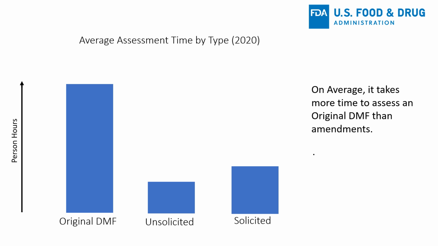Now, you'll notice the soliciteds take a little longer to review. A lot of those soliciteds are going to be coming from the review of an original DMF. They could also come from the review of a response to a deficiency, and these can take a little bit longer because, again, depending on the nature of the deficiency we sent, the response may be very involved, and again, these would take just a little bit longer.